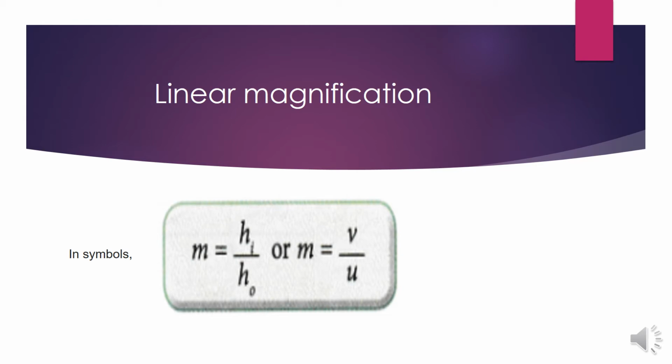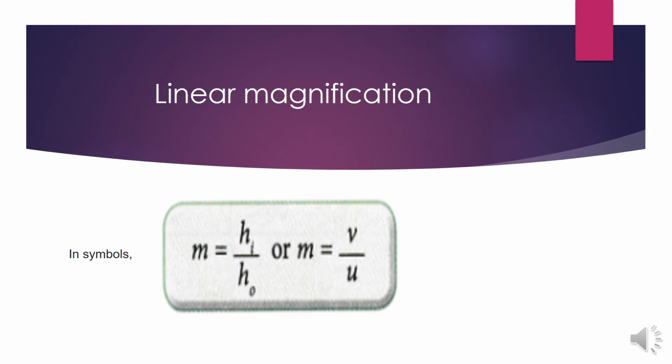Remember this formula? m is equal to hi by h0, or m is equal to v by u. Now here I want to mention something. If you get m is equal to plus 1, that means magnification is plus 1. What does it mean? That means the height of the image will be equal to the height of the object, which we often get for convex lens, when the object is positioned at 2f.